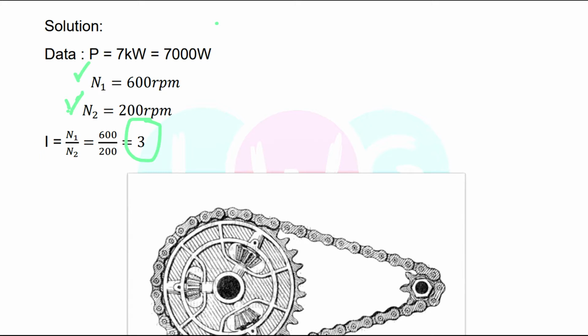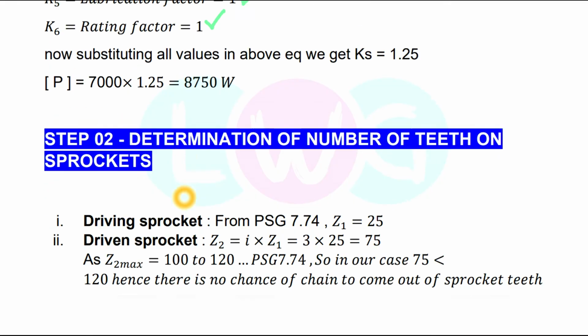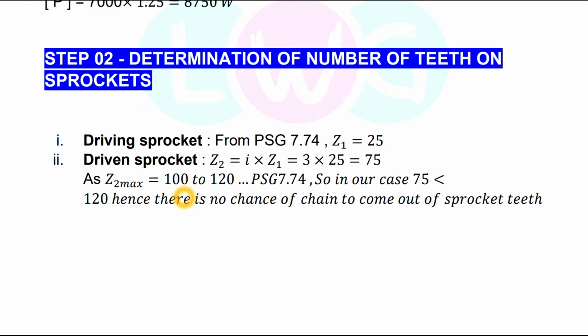As we have got the transmission ratio value 3, for transmission ratio 3, see the number of teeth on sprocket Z1. There they have given the value. For 2 to 3 the value is 27 to 25. Okay, 27 to 25. So from these you can take any value. You can take 25, 26, 27. There are three values. You can take an average also.